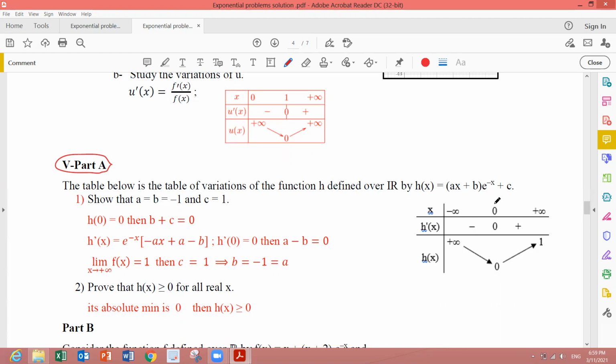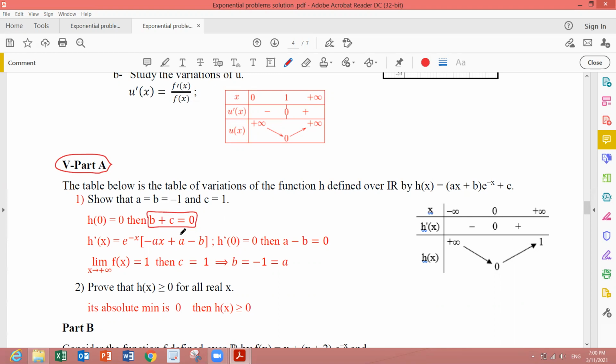First value: h of 0 equals 0. h of 0 becomes b e to the 0, which is 1, so b plus c equals 0. Now, the second one: we also have h prime of 0 equal to 0.